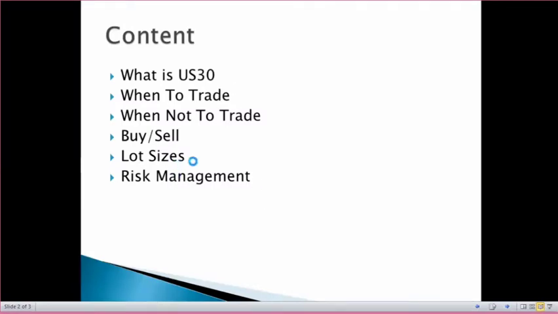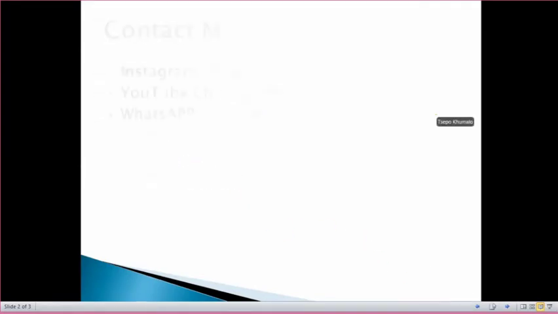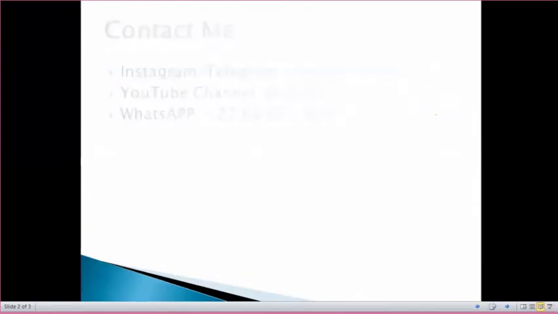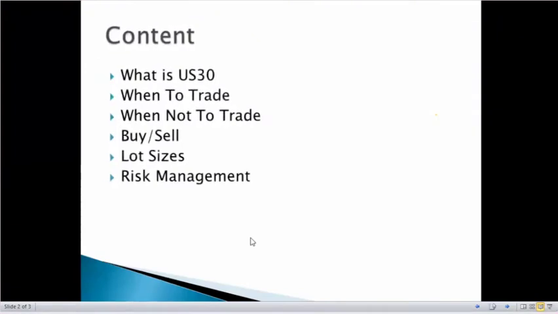Now, the next thing that you need to understand, guys, is the lot sizes and the risk management. Once you find your trades, you don't just do random things. You need to open up trades that have a risk that makes sense to your account. You need to know exactly how much you're risking when you enter into the market, and then how much you actually stand to gain.